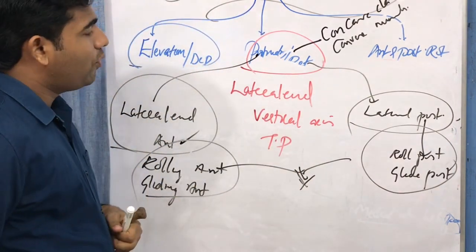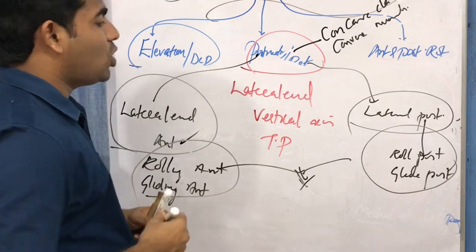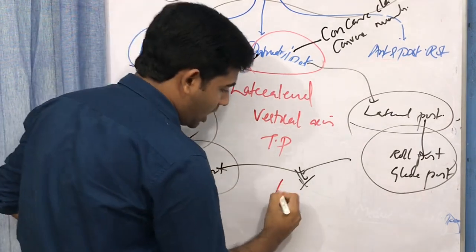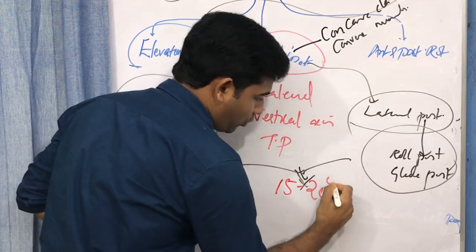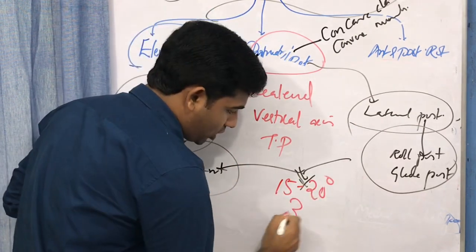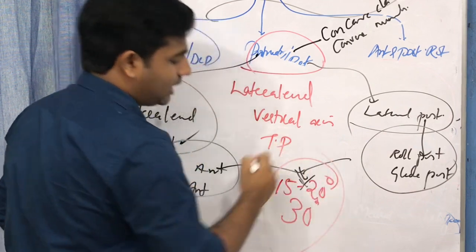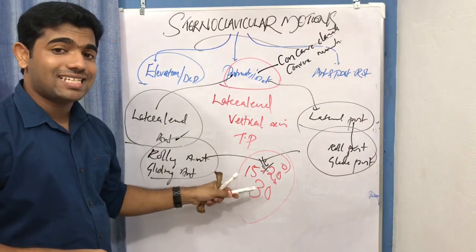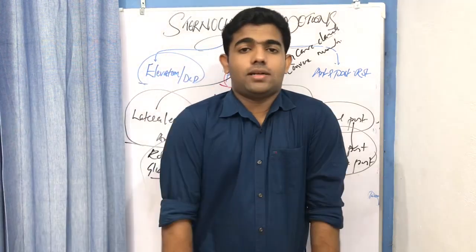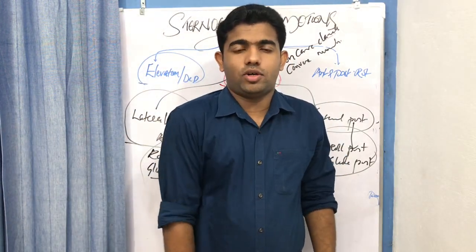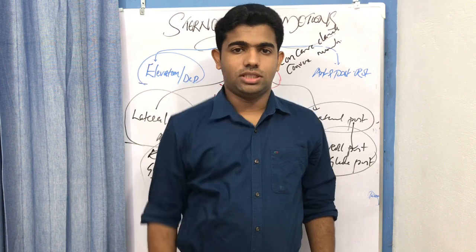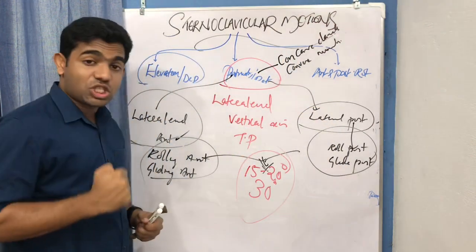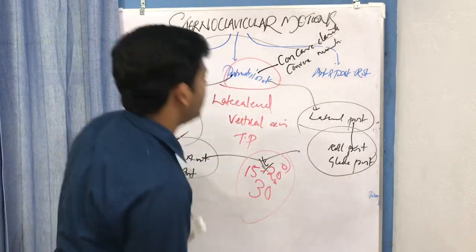And now we move on to the normal range of protraction and retraction. What is the normal range? Protraction is about 15 to 20 degrees, whereas retraction is more than protraction, approximately 30 degrees. So this is the bilateral protraction and retraction, unilateral protraction and retraction, elevation, depression. Am I right? Okay, so let us move on to the last movement in the sternoclavicular joint.